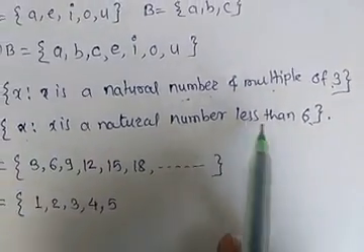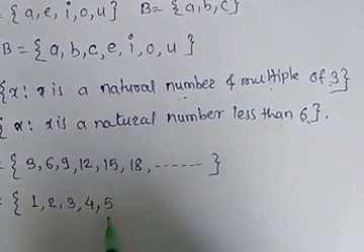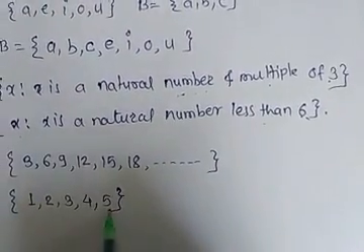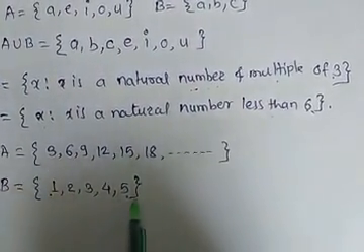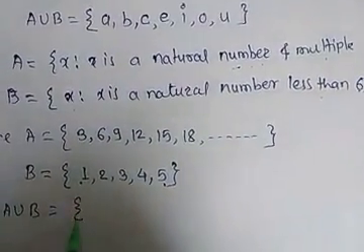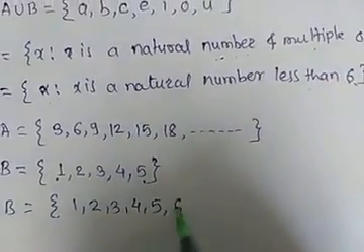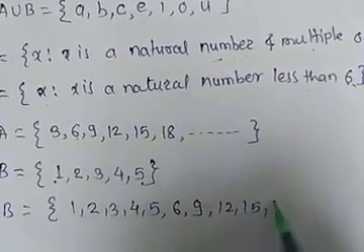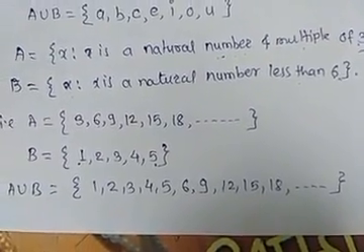Okay, here it mentions less than 6, so 6 will not be present in set B. If less than or equal to were given, then it could be present in set B. Here it is only less than 6, so we write 1, 2, 3, 4 and 5. So now A union B is equal to 1 2 3 4 5, next 6 9 12 15 18 and so on. Okay, this is our answer for A union B.